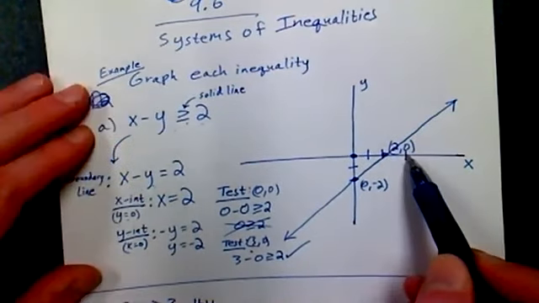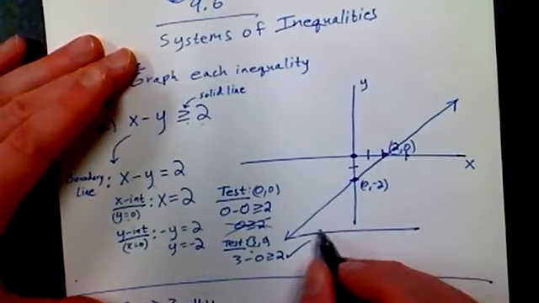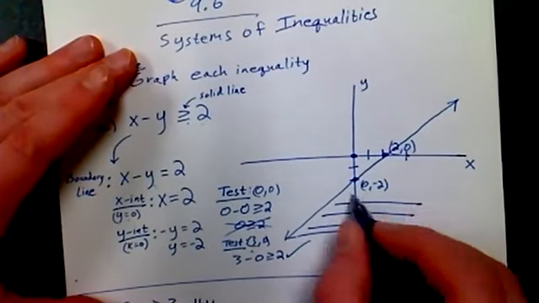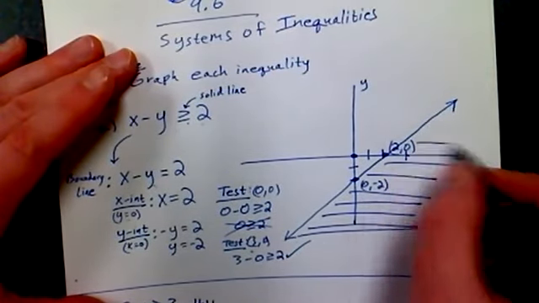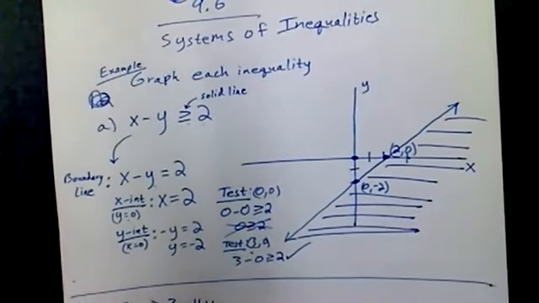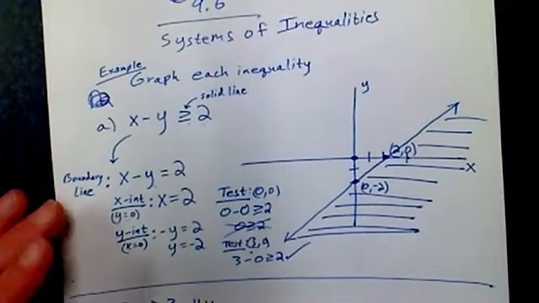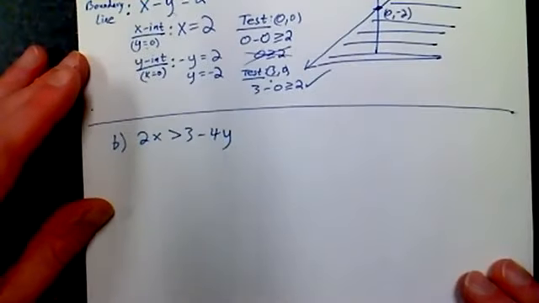Since (3, 0) is a solution, I know everything on the right-hand side of this line, including the line, is a solution. So this is the way I could represent it. I would shade that. So that's one of them. Let's look at another one right here, okay?